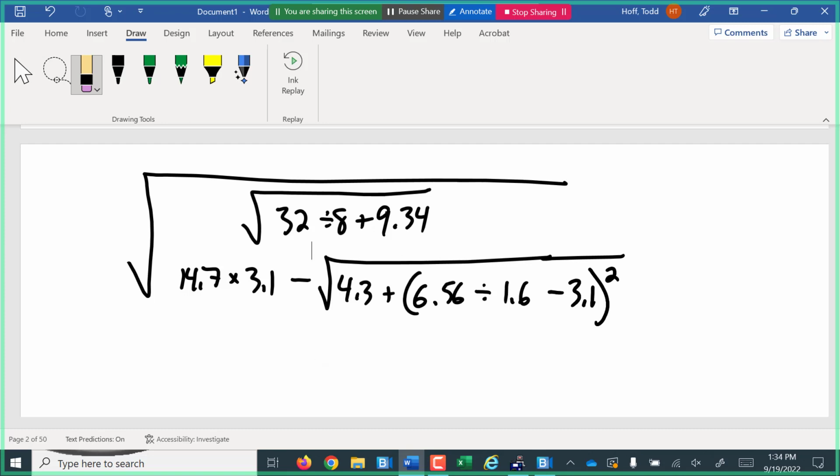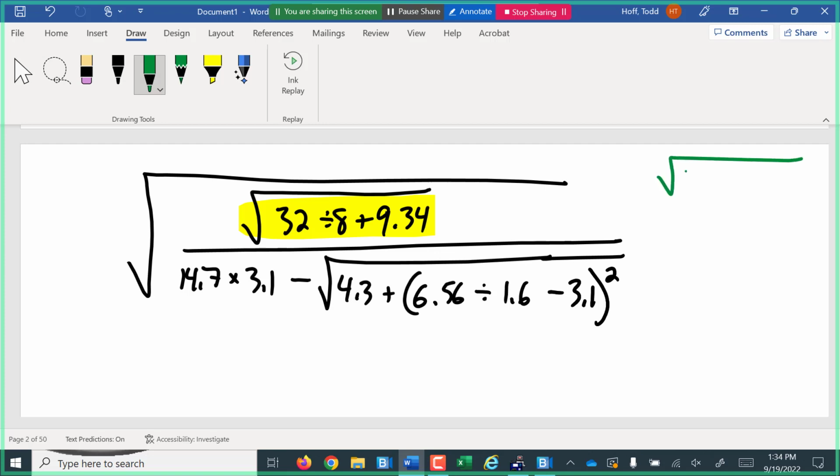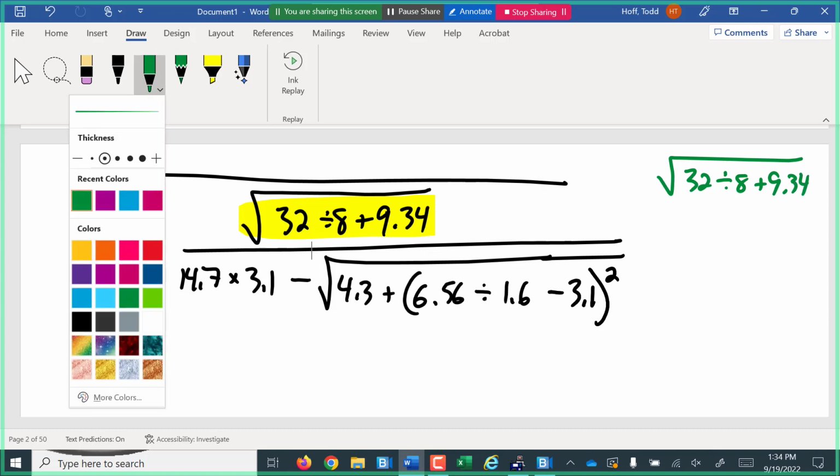Next, we have the fraction bar. Oops, I didn't mean to erase it. We have the fraction bar across there. So that's separating the top from the bottom. So let's do the top first. So this part here. So the square root of 32 divided by 8 plus 9.34. So in there, what do we have to do first?